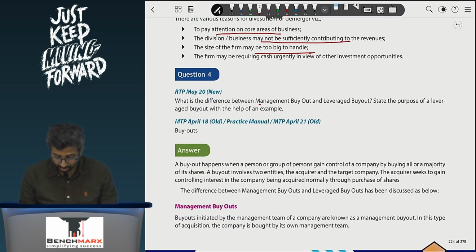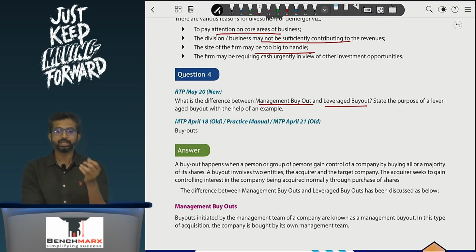The difference between management buyout and leverage buyout. What are the purposes of leverage buyout? Well, what are buyouts? In case of a buyout, someone comes and acquires control over your company. In case of a management buyout, the management team acquires control. Whereas in leverage buyout, there is a fund which takes a massive amount of leverage or debt and uses that leverage or debt to take control over your company.